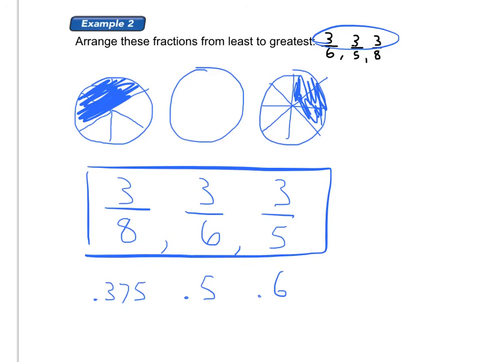But again, notice my problem asks to arrange the fractions, so I got to make sure the fractions are part of my answer and not the decimal versions. So a couple different ways to think about that. You could also say that 3/8, well, 3 is less than half of 8, 3 is exactly half of 6, and 3 is more than half of 5. So since this is more than half, this is the biggest one. Since this is less than half, this is the smallest one, and this is exactly half. So a bunch of different ways you could do that same problem.